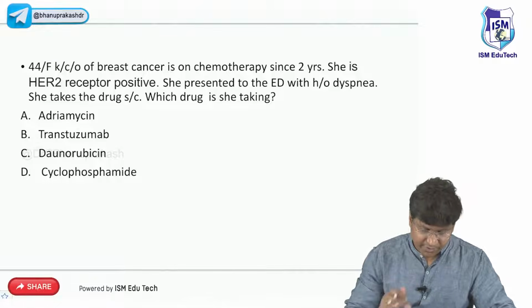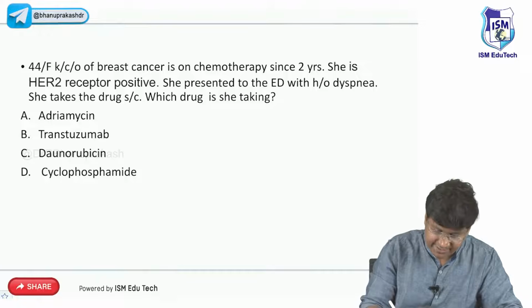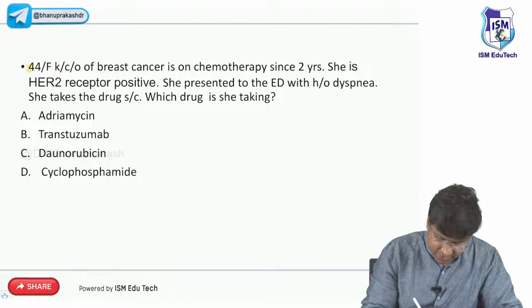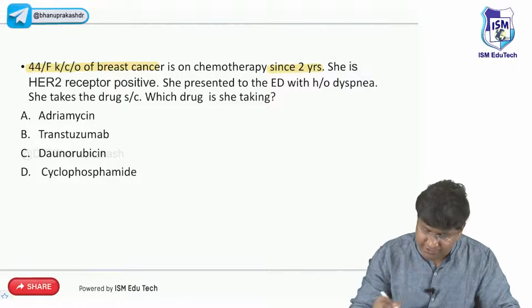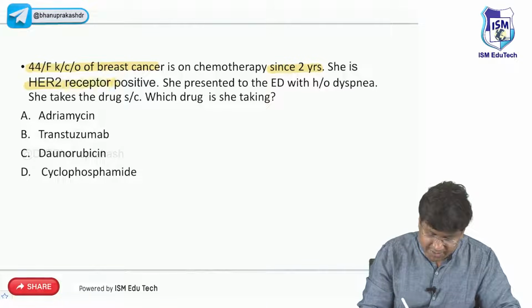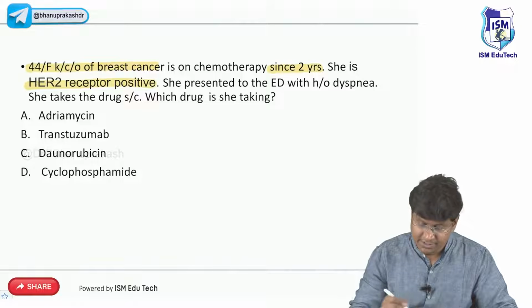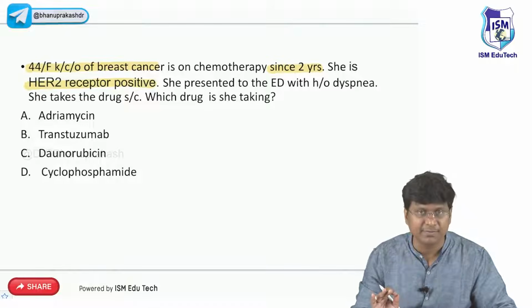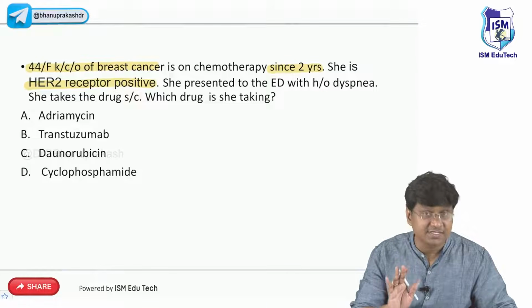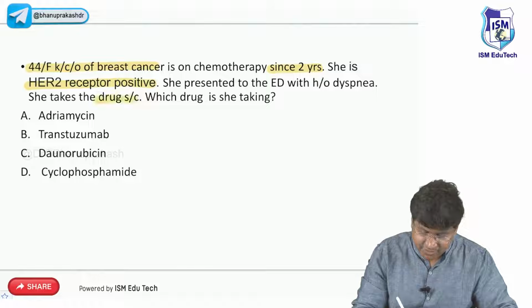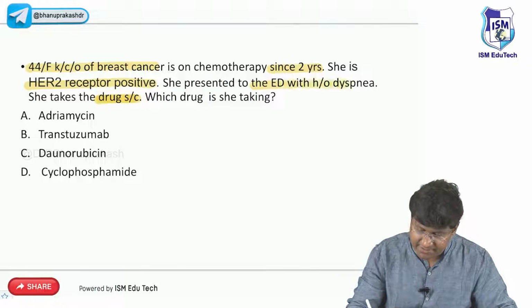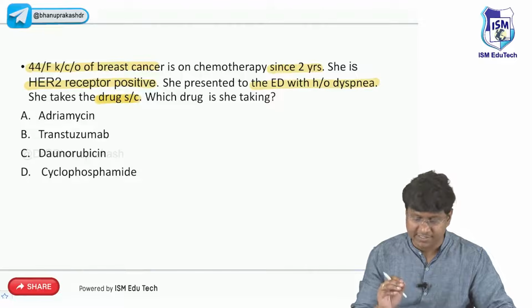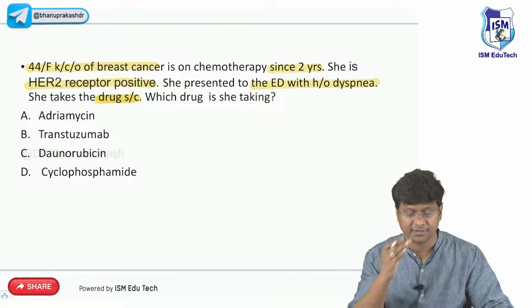So if you take this clinical scenario, a 44-year-old female, known case of breast cancer, is on chemotherapy since 2 years. She is HER2 receptor positive breast cancer and she is on some chemotherapeutic drug, which is being taken subcutaneously. She presented to the emergency department with a history of dyspnea. What drug is this particular patient taking?